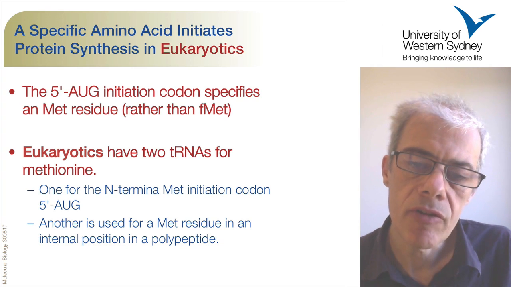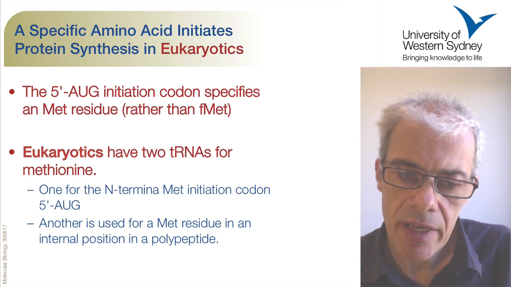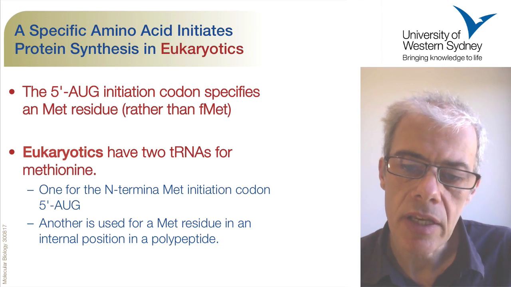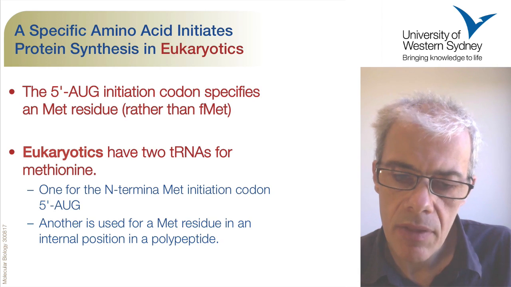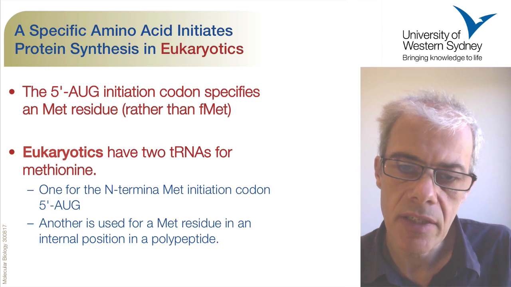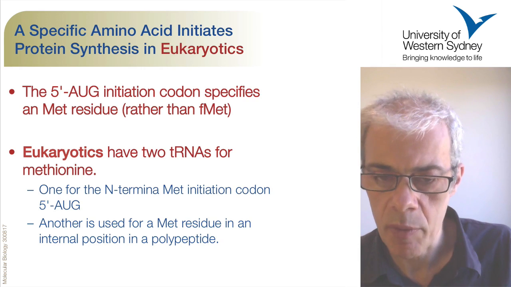And in eukaryotes, there are two transfer RNAs for methionine, one which recognizes the initiation codon, and another that brings in methionine as part of the amino acid sequence of the polypeptide.